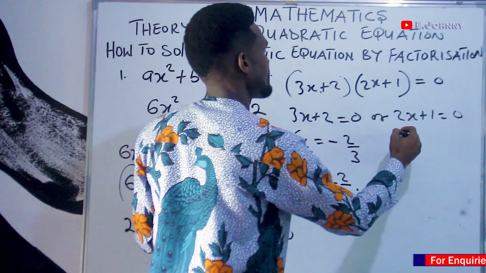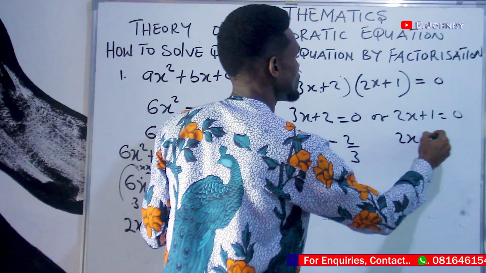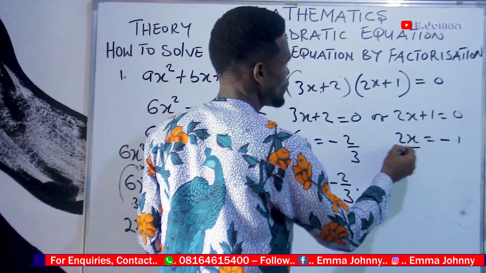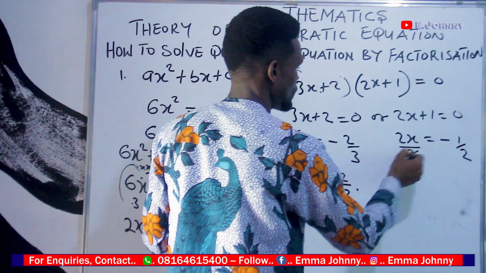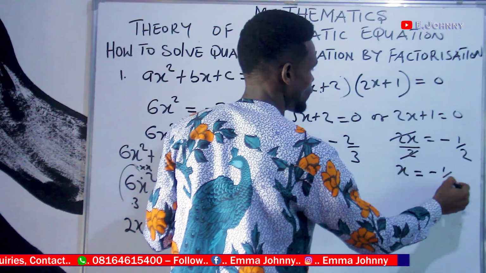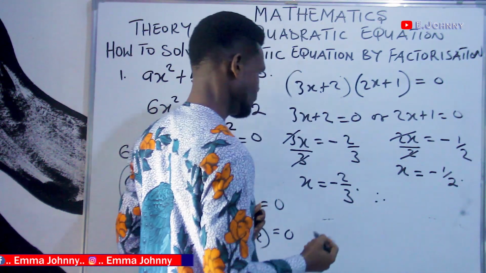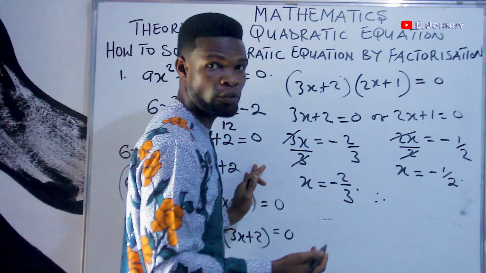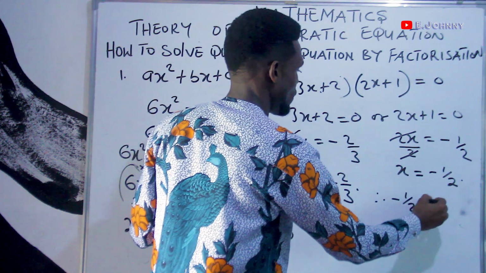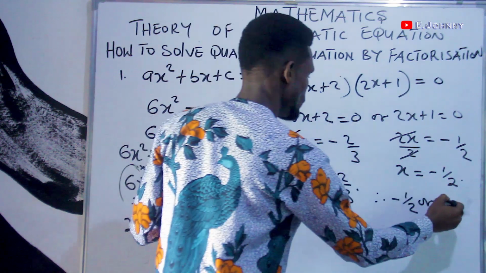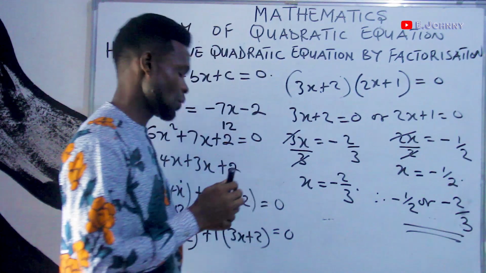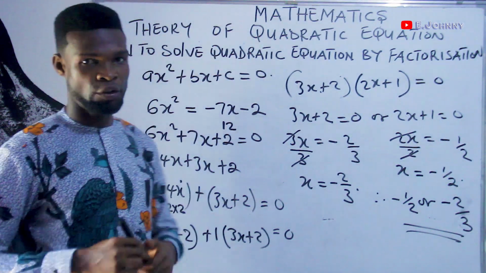Here, 2x is equal to plus 1, which will move to become minus 1. Divide both sides by 2. So this and this are gone, and x is equal to minus 1 over 2. Therefore, the roots of the equation are minus 1 over 2 or minus 2 over 3. These are the roots of this equation.